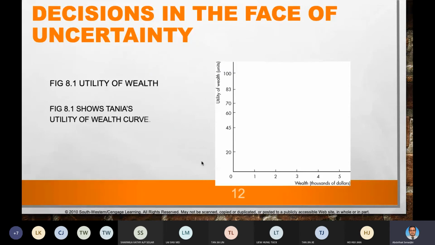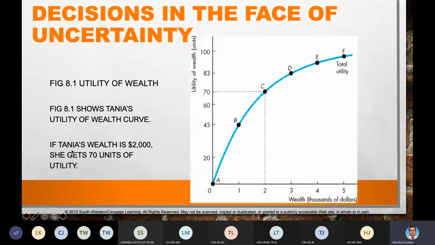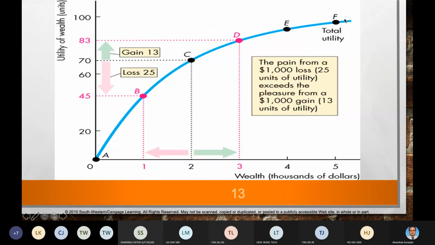Let's see how this works. For example, we have this utility of wealth, and this shows Tina's utility of wealth. So if Tina's wealth is 2,000, her utility of wealth is 70. But if Tina takes the second choice, 3,000, right? How much is the utility? 83. Why? I will tell you why. Because she can take 50% from 1,000, 45. Correct? 45.